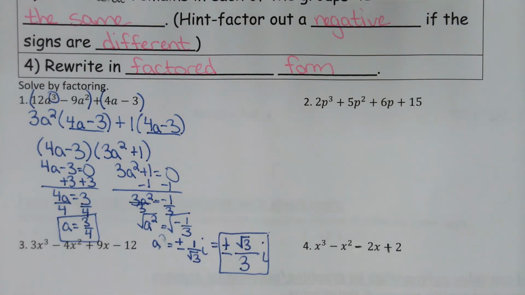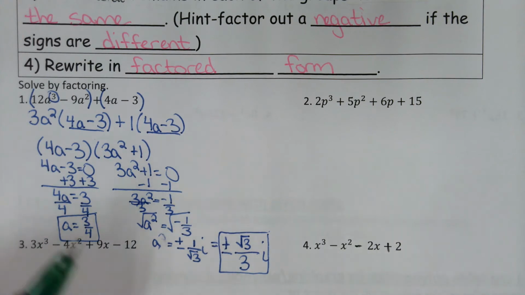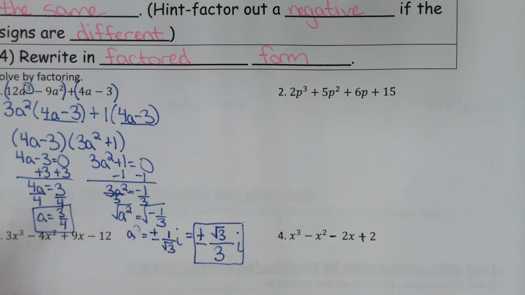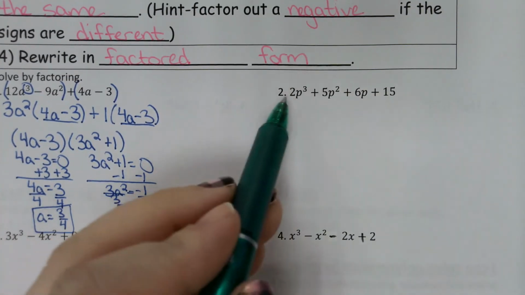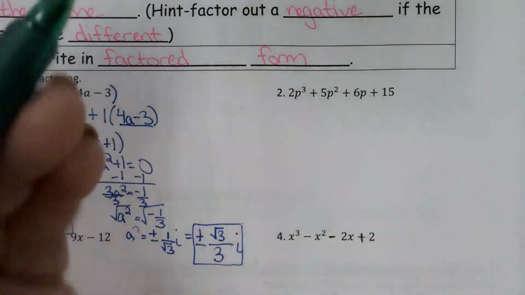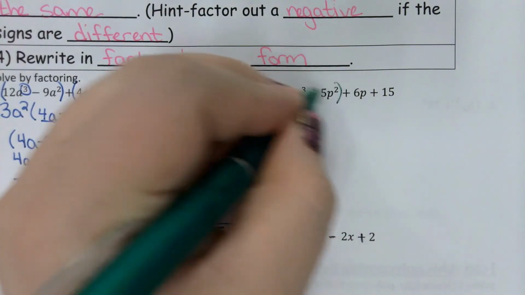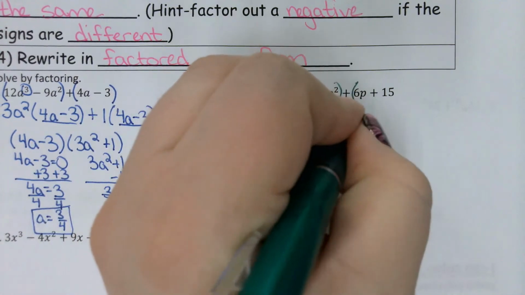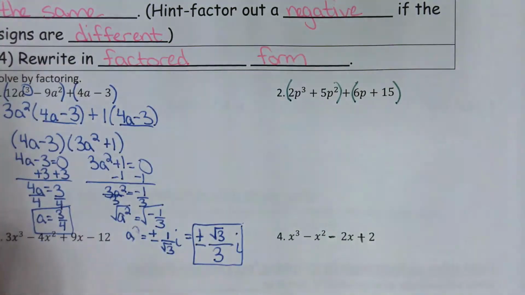Let's look at number 2. So for number 2, I count that there are 4 terms. So I know that I can split these into 2 groups and use factoring by grouping. I made sure to leave a plus sign in the middle.